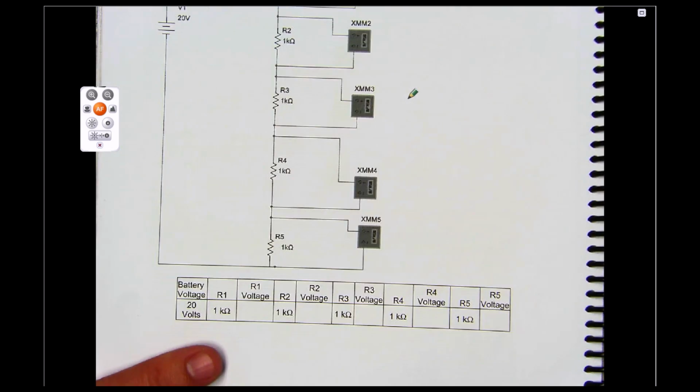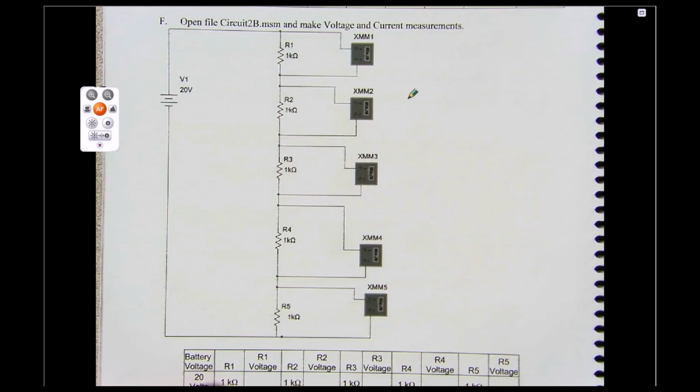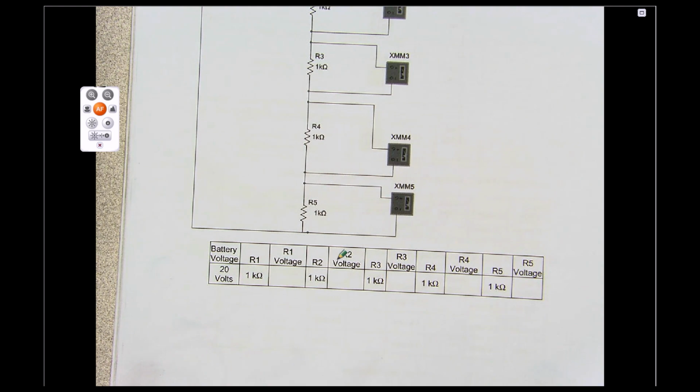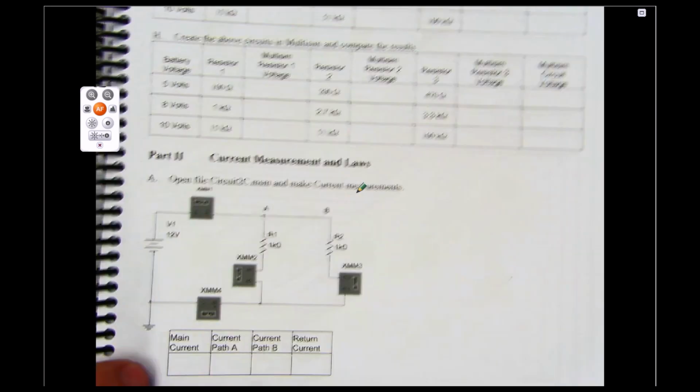Then you'll go on and look at this circuit, and you can see this is a voltage divider with 5 resistors in series. So you will figure out the voltages across each one of those resistors. Okay? Again, you just run the simulation and look at the voltages on the meter, although hopefully after our lecture you would be able to figure those out as well. So, questions about that? All right.